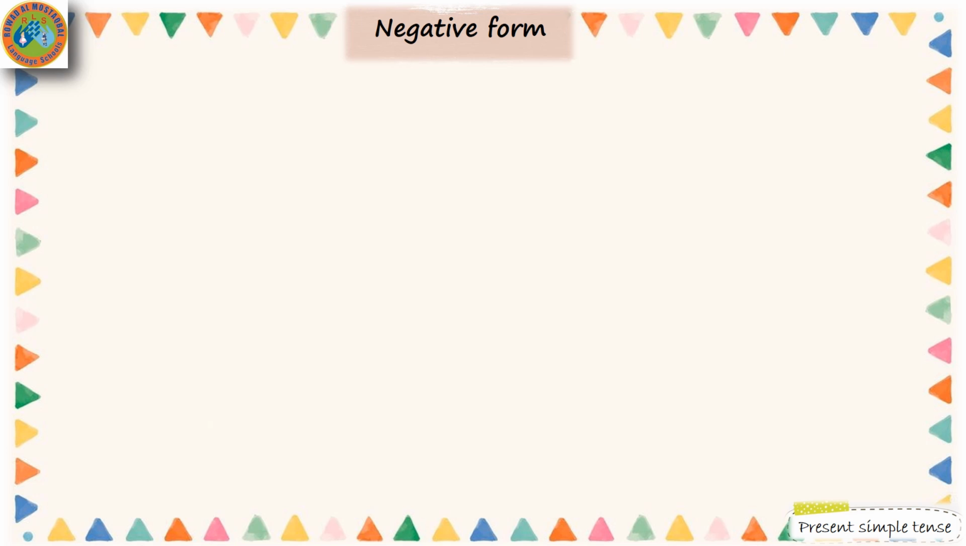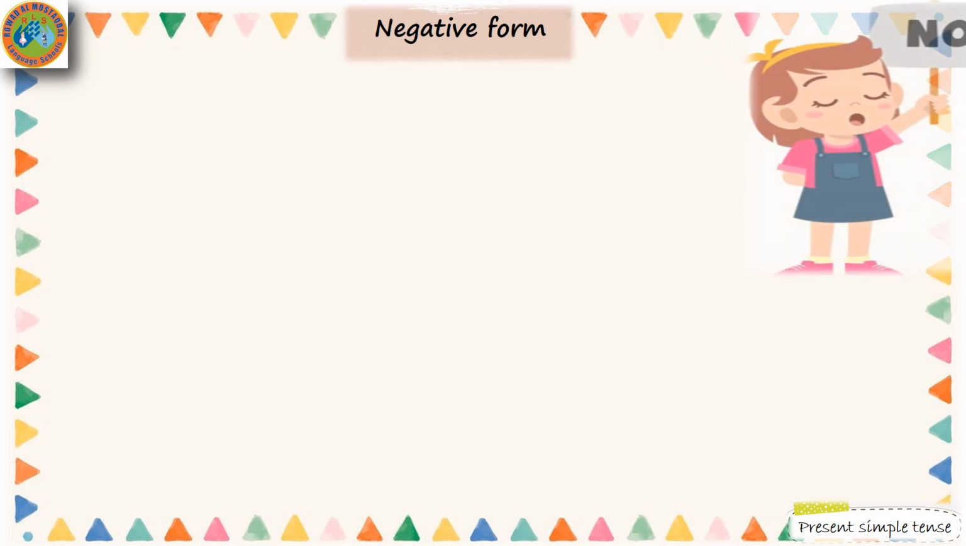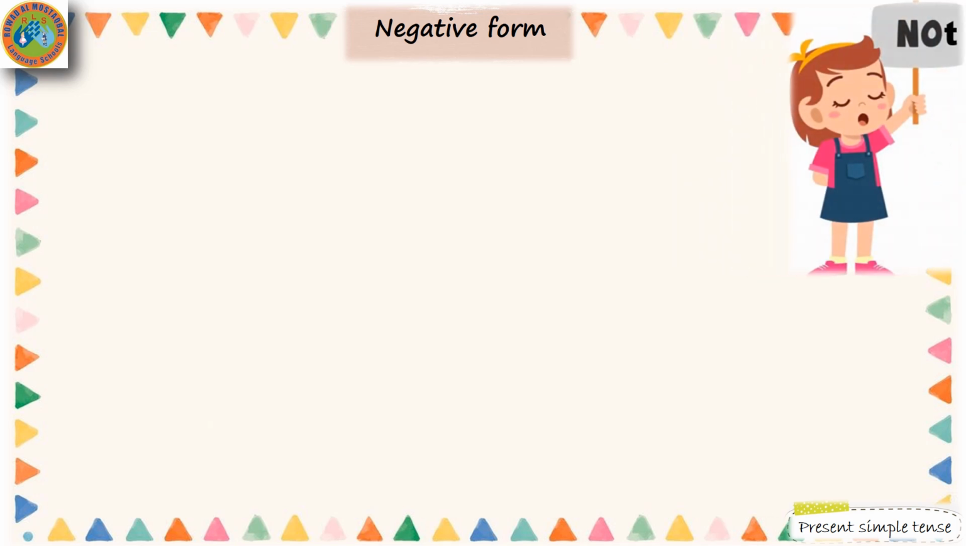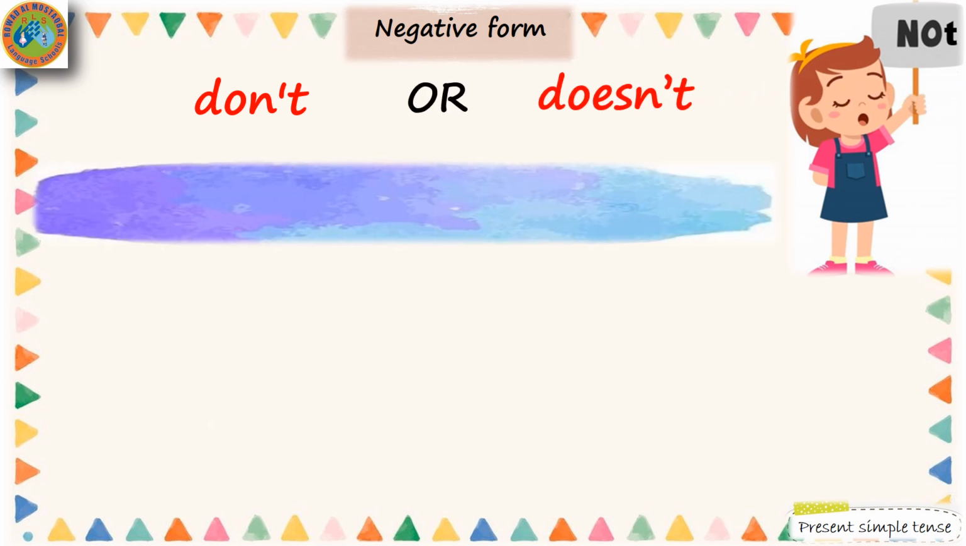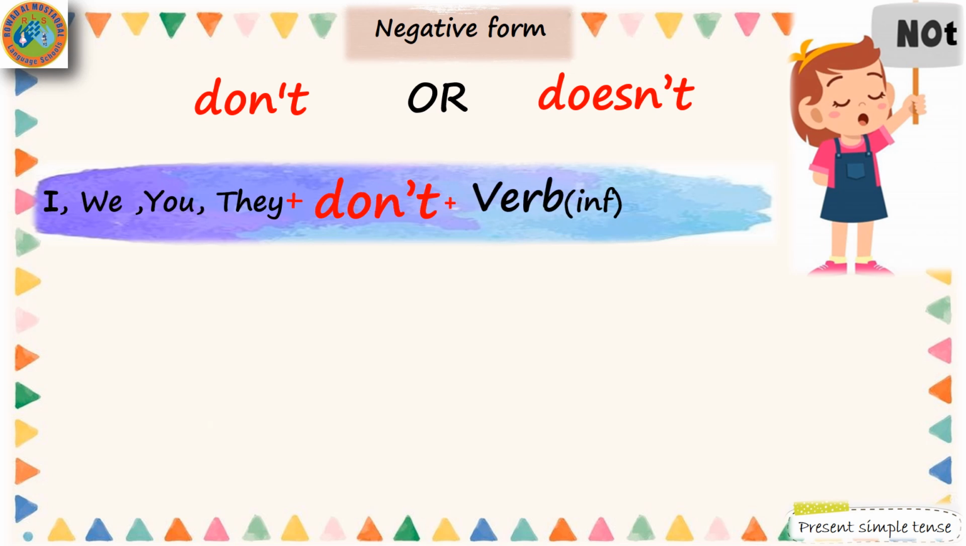And now let's remember how I can make a negative in the present simple. Negative means put not. If I want to make a negative in the present simple, I use don't or doesn't. Let's start with the plural nouns. If I want to make a negative with the plural nouns, after the plural nouns I will put don't. And I will put the verb in infinitive.